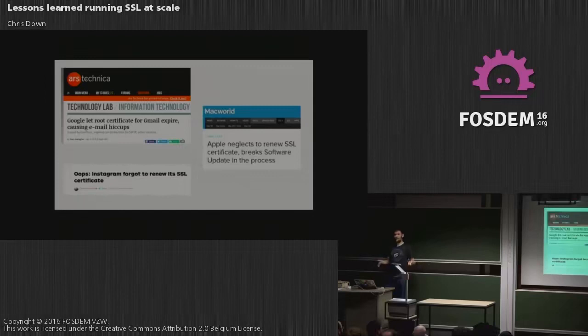So this seems deceptively easy, right? Why is he telling us about how to monitor certificates? It's just some file, I can read it with OpenSSL. How does that work? Monitoring is super difficult for large organizations. These headlines are from the last year or two. And this one, the Instagram one, I personally was responsible for this kind of thing.